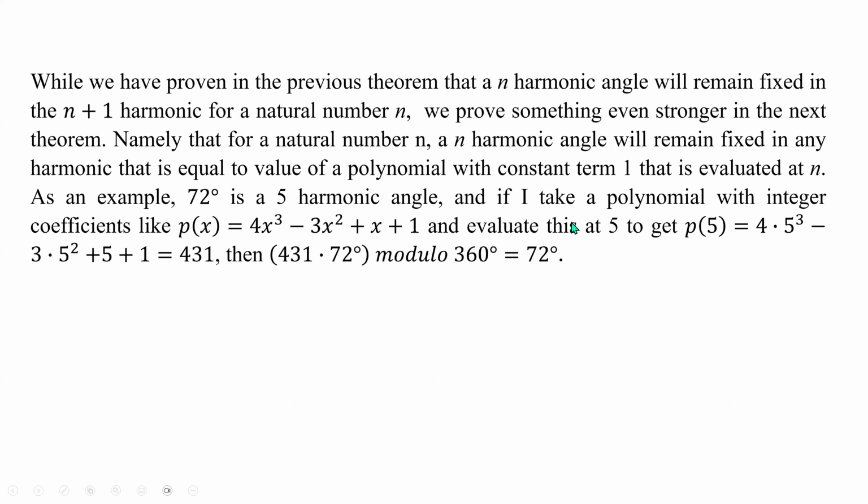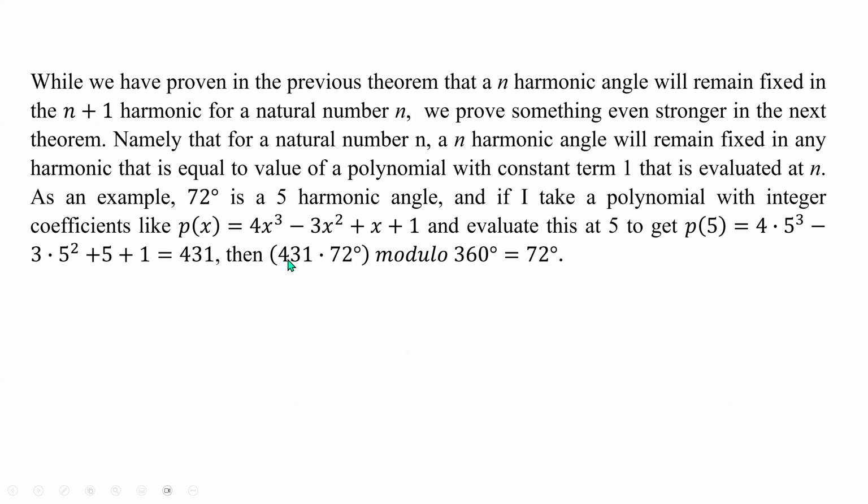If I take a polynomial with integer coefficients like p of x equal to 4x cubed minus 3x squared plus x plus 1, and evaluate this at 5 to get 4 times 5 cubed minus 3 times 5 squared plus 5 plus 1, that comes out equal to 431. And if I do 431 times 72 degrees modulo 360 degrees, I get back the same 72 degrees.